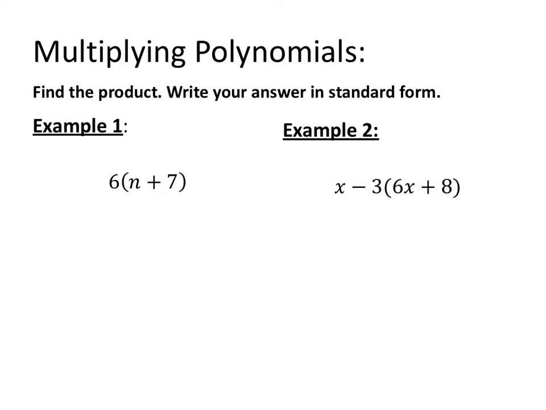In this video, we're going to talk about multiplying polynomials. If we read the instructions, it says find the product and then write your answer in standard form. So in this first example here, we have 6 times the binomial n plus 7.